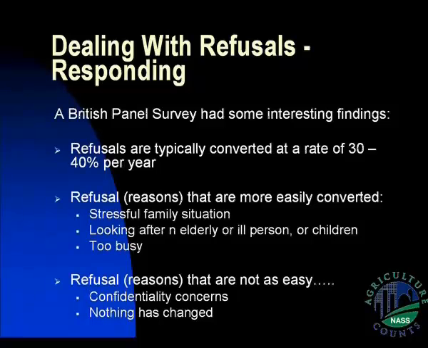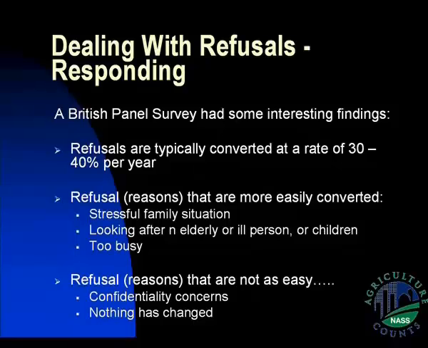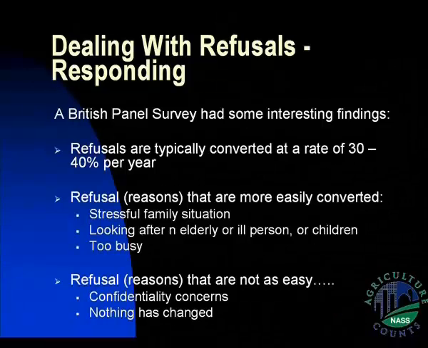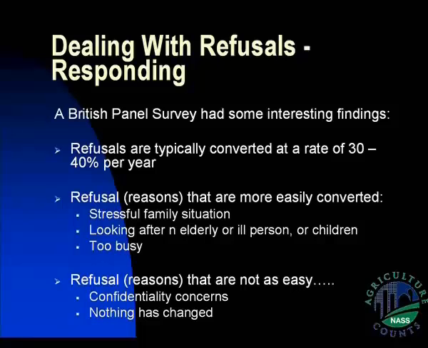This was some more information from a British panel survey. It said refusals are typically converted at a rate of 30 to 40% per year, meaning for samples that come in a given year, typically 30 to 40% of those can be converted if treated effectively. Refusals that are more easily converted may be reasons related to stressful family situations. Family situations change. Looking after an elderly or ill person, or children are too busy. Everyone's busy. They're not always as busy as they are at other times. This is part of being aware of when's the best time to contact them, or maybe you need to come back at a better time.